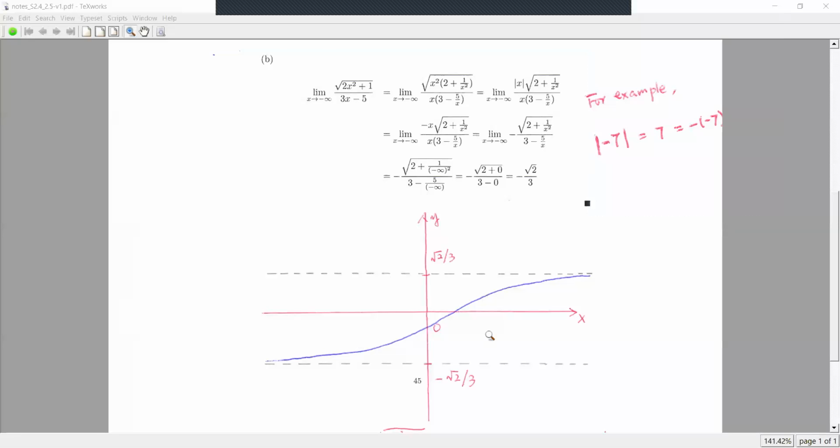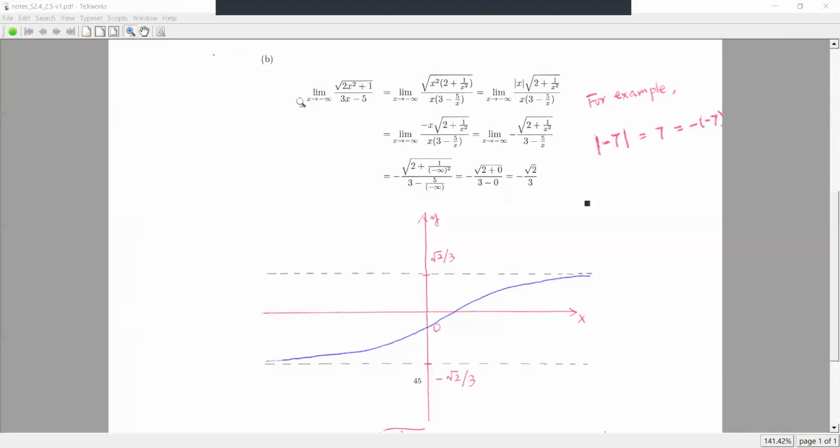Here is a sketch of the graph of the function. From part A, when x approaches positive infinity, the function approaches this number. So the graph is getting closer and closer to this horizontal line. This horizontal line is a horizontal asymptote of the graph of the function.